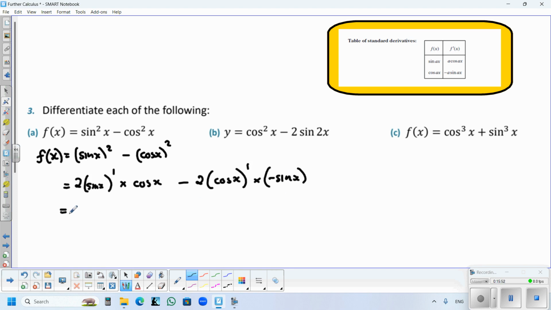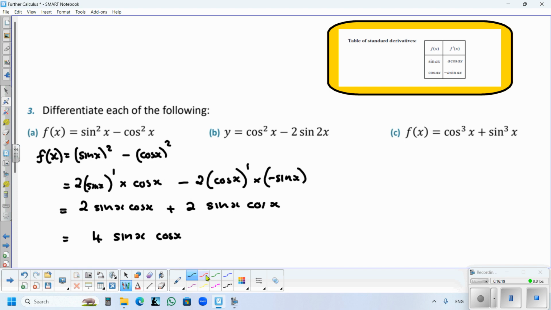So a wee bit to tidy up there. That gives us 2 sine x times cos x. That minus and that minus make a plus, so it's plus 2 sine x cos x. Now, those two terms are exactly the same. So I've got 2 of them, I've got another 2 of them, which is 4 of them, so it's 4 sine x cos x.